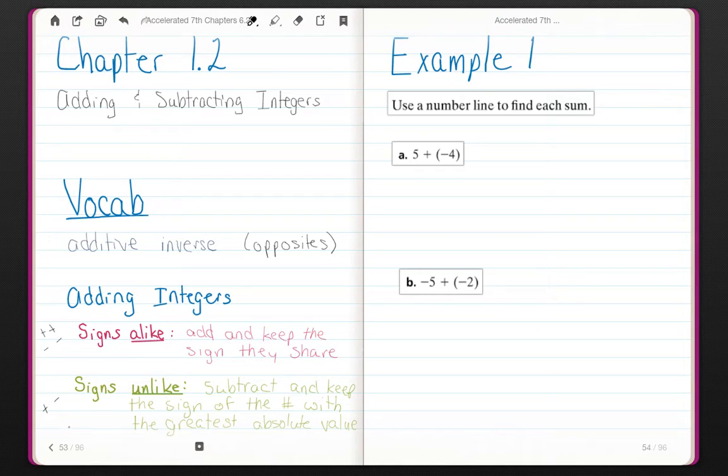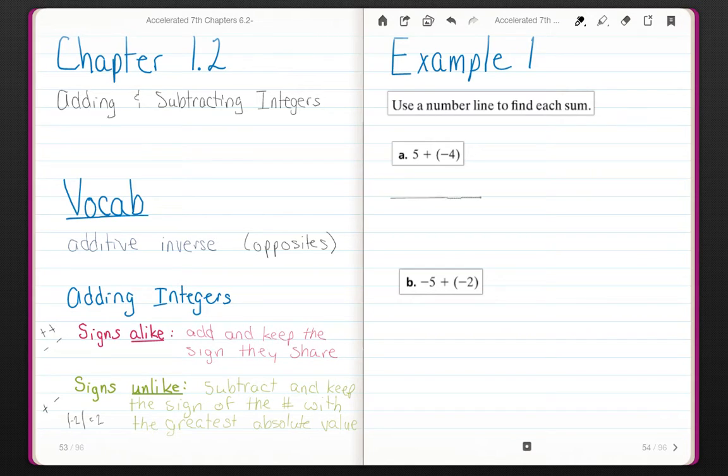Just a reminder that absolute value is a distance from 0. It is shown with this symbol, these like railroad tracks. So the absolute value of -2 is 2. It's a distance from 0. So let's jump right into these examples. Example 1. Use a number line to find each sum. Now the book does use a number line, and so I will go through that very quickly, but I'd really like you to memorize these rules on top of using a number line.